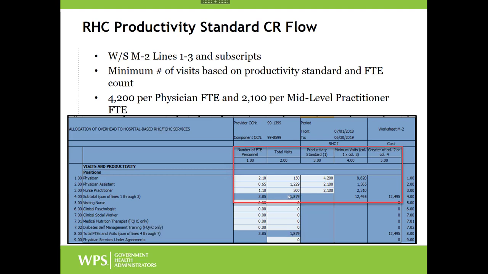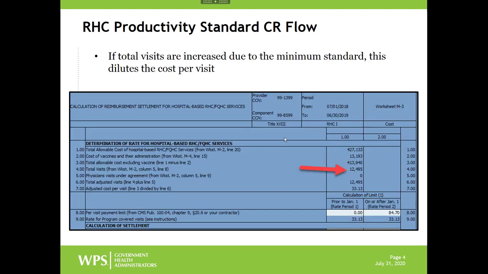So in total, they only had 1,879 visits. They were required to have 12,495 visits. So this higher number of visits is going to be carried forward to M-3, as opposed to the actual visits of 1,879. Now keep in mind, these are total visits.